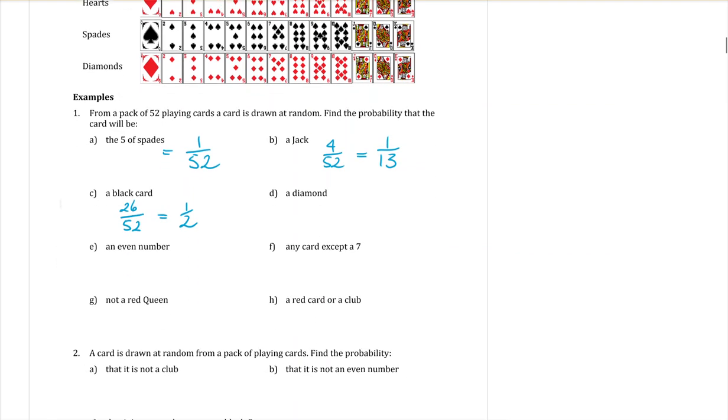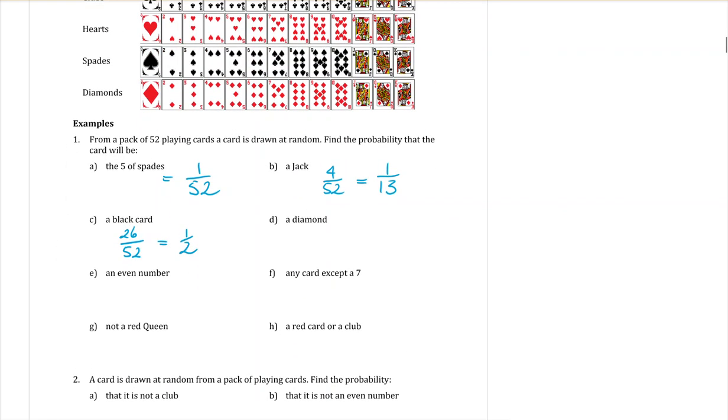A diamond, another one that you might be able to go straight to the simplified answer, but remember that there are 13 diamonds in your pack of 52, which is exactly 1/4, because it's 1 out of the 4 suits. Okay? Very happy for you to go straight to 1/4, or for C to go straight to a half.